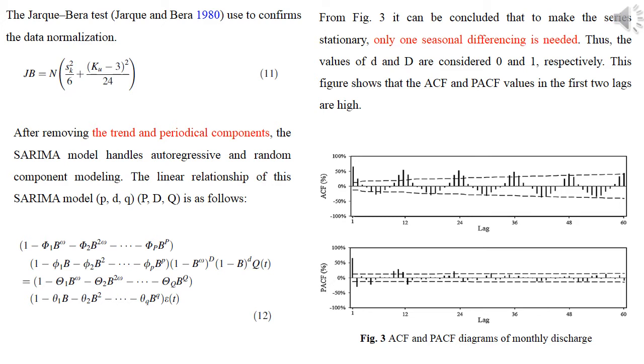So after removing the trend and periodical component, the SARIMA model can be used, where capital P and capital Q are the orders of the seasonal autoregressive and moving average parameters. Small p and small q are the orders of the non-seasonal autoregressive and moving average.